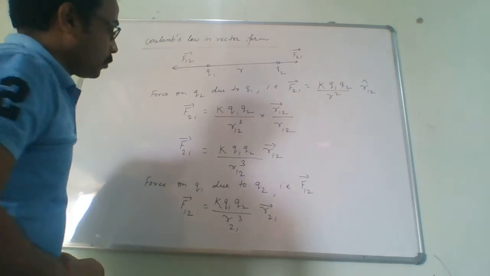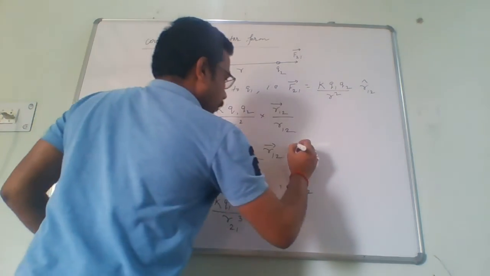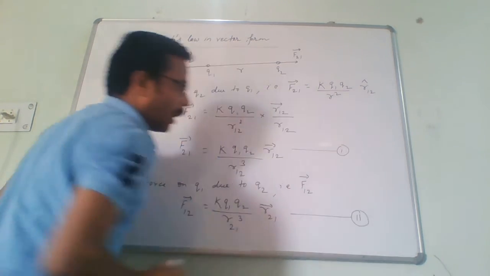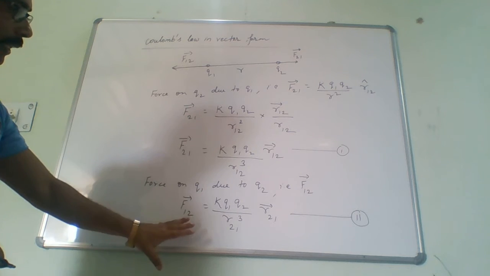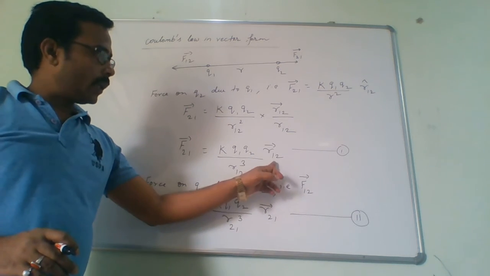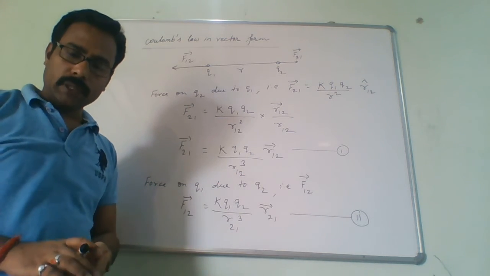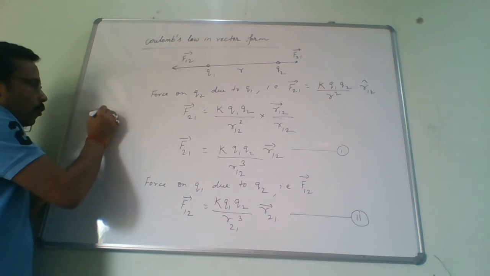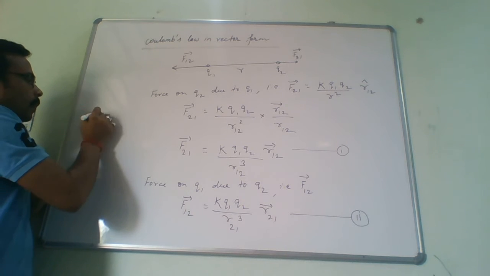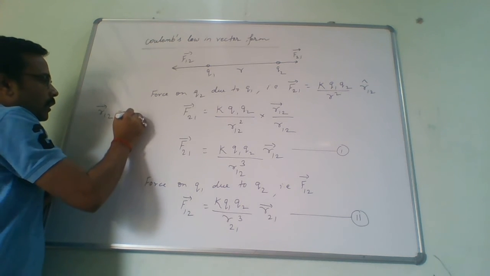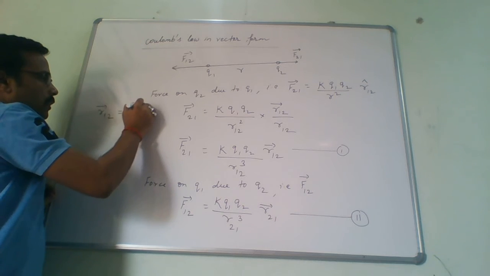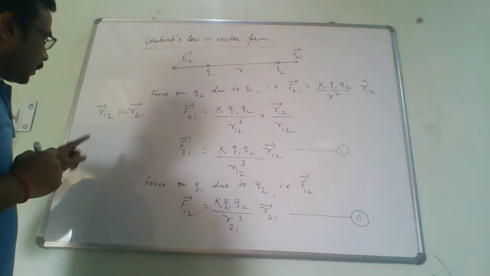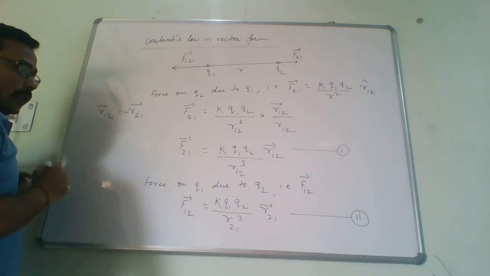Now one more thing is to be noticed here, that F21 and F12 are nearly alike except vector r12 and vector r21. We know that the magnitude of vector r12 is equal to that of vector r21. Only difference is they are oppositely directed, so vector r12 may be written as minus of vector r21.